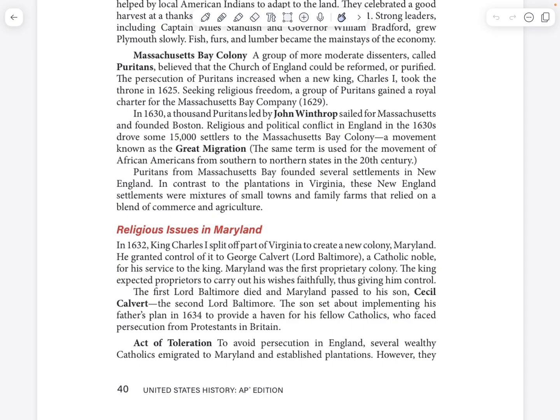Religious and political conflict in England in the 1630s drove some 15,000 settlers to the Massachusetts Bay Colony, a movement known as the Great Migration. The same term is used for the movement of African Americans from southern to northern states in the 20th century. Puritans from Massachusetts Bay founded several settlements in New England. In contrast to the plantations in Virginia, these New England settlers were mixtures of small towns and family farms that relied on a blend of commerce and agriculture.